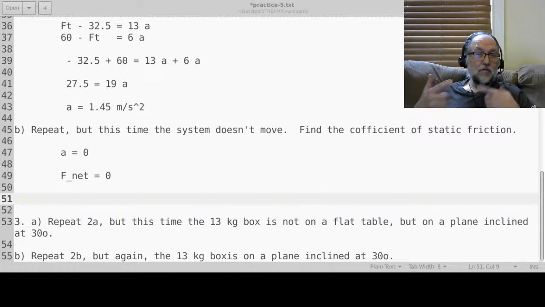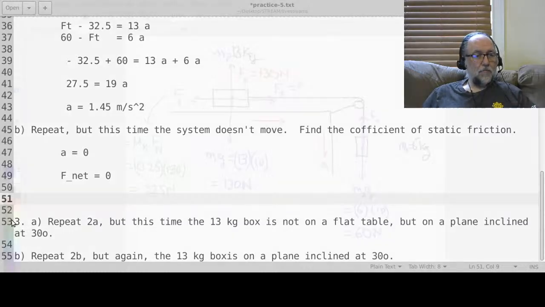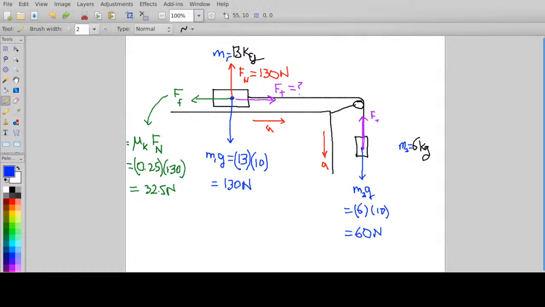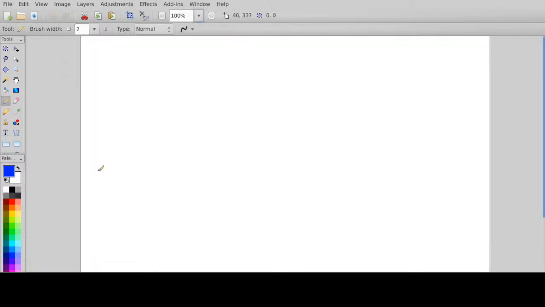Even though some of the numbers are going to be the same, you should probably rethink it from scratch, because it is a different problem. There's no acceleration, and as a result, some of the forces will change. Some won't, but some will. You don't know which ones, so you have to rethink them. So let's go back to our diagram here, and let me create a new fresh page and start over.